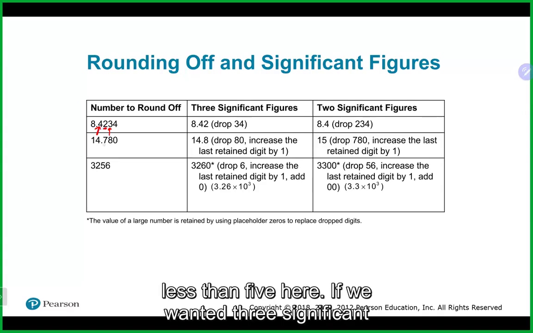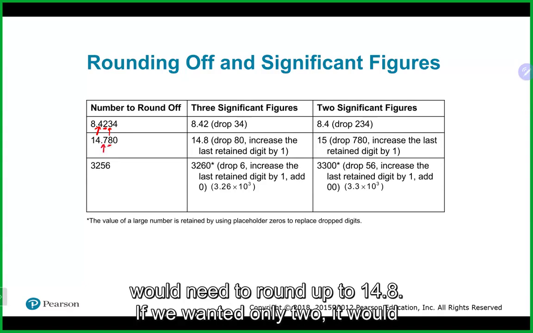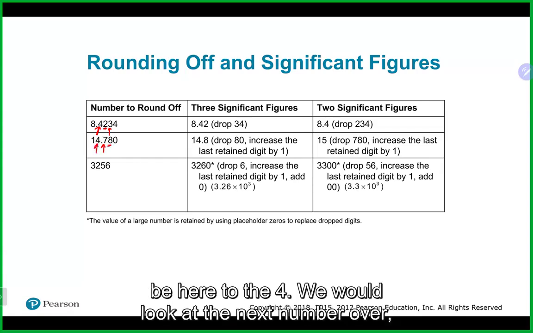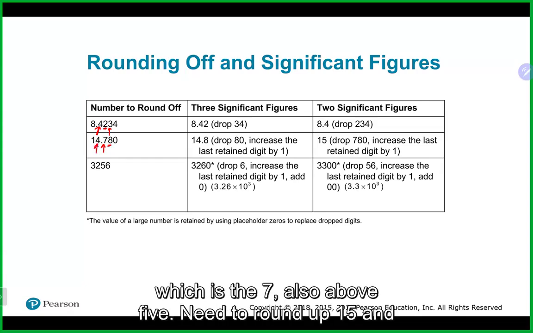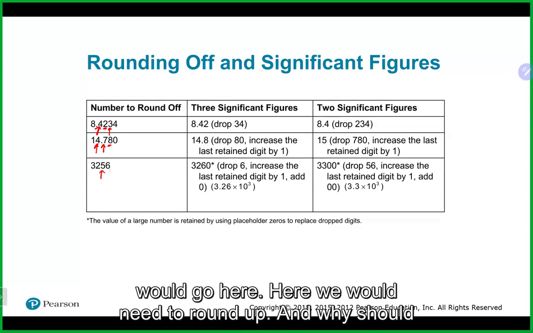Here, if we wanted three significant figures, it would be here. We would look at the 8, we would need to round up to 14.8. If we wanted only 2, it would be here to the 4. We would look at the next number over, which is the 7, also above 5, need to round up to 15. And same thing here. If we want three significant figures, we would go here. Here we would need to round up.